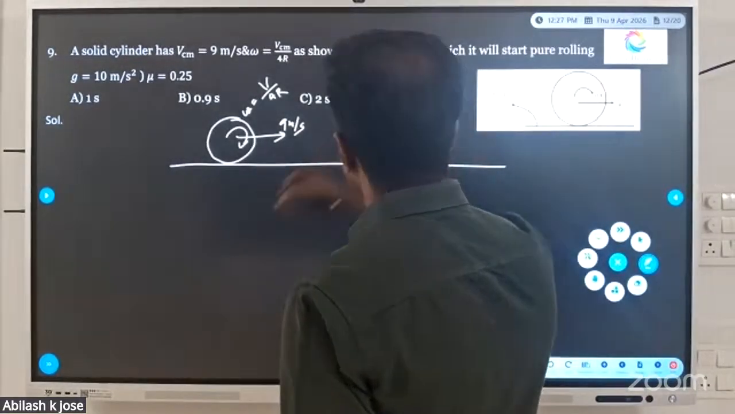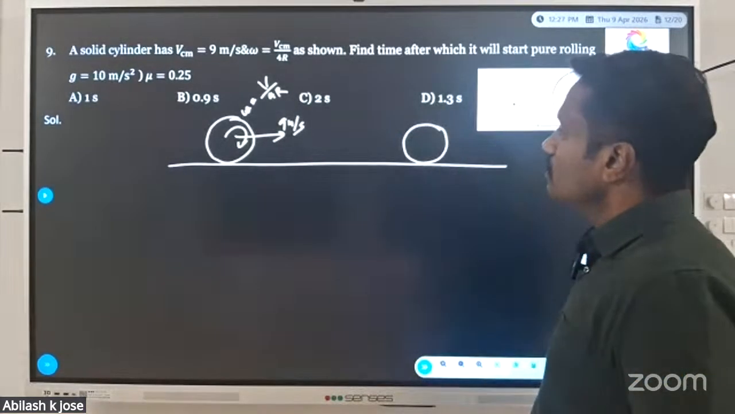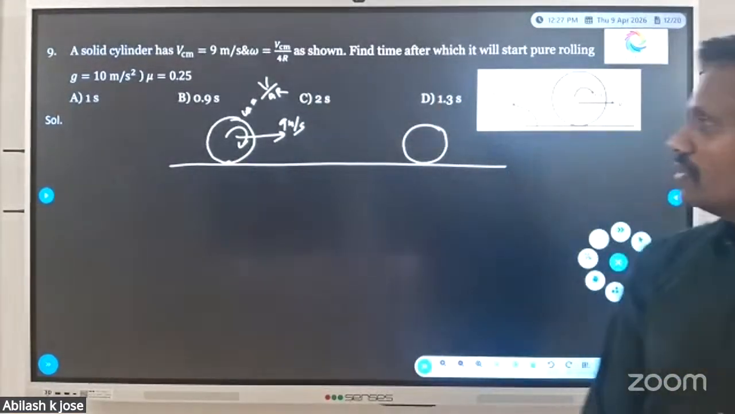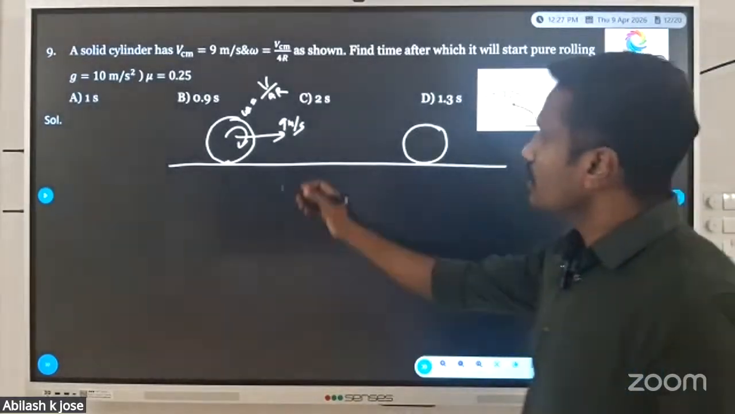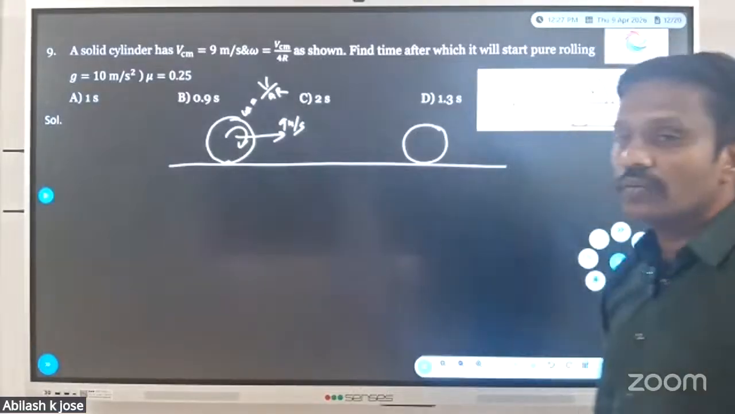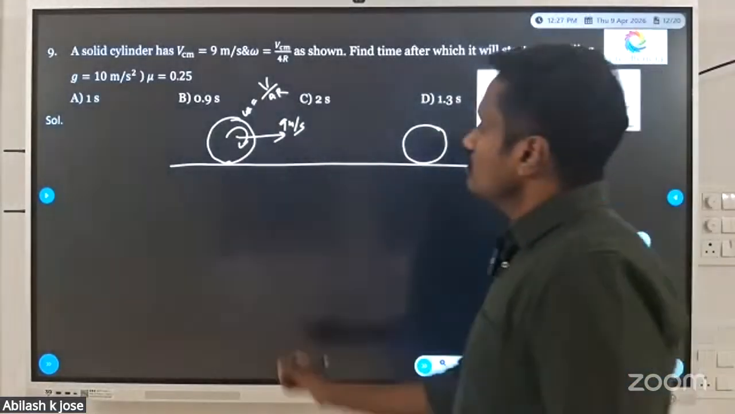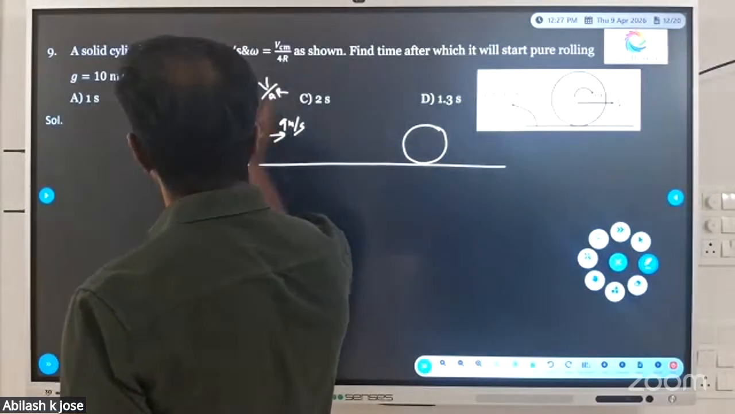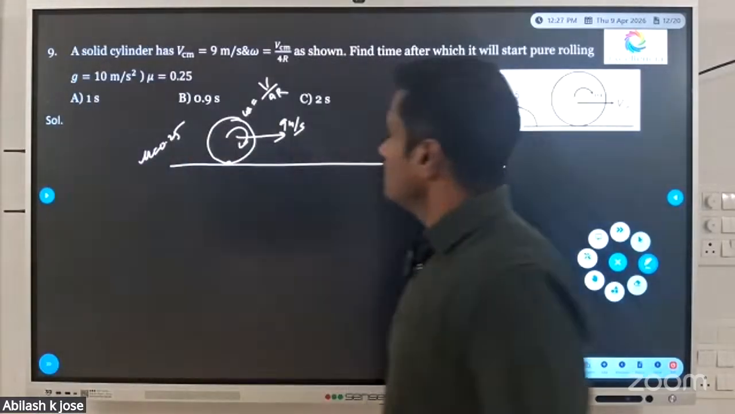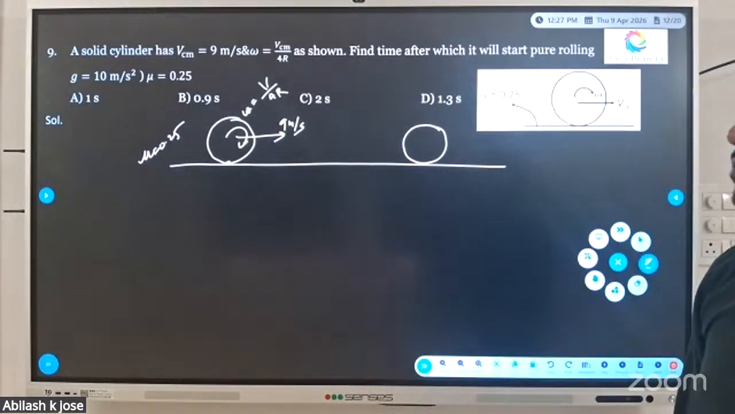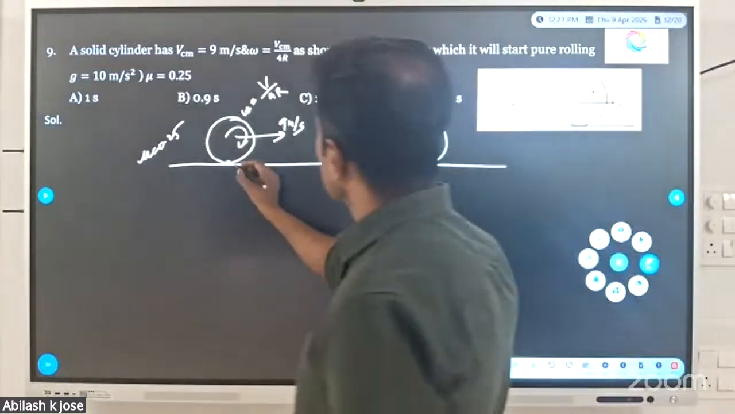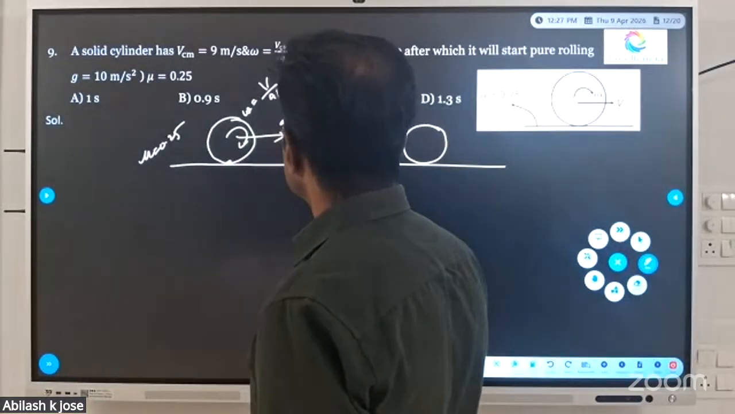So it is not pure rolling. The reason is, for pure rolling the velocity of the contact point should be 0, and that is possible only if v of center of mass is equal to R omega, but here v is not equal to R omega. So it's not pure rolling. There is a coefficient of friction given, 0.25. Which direction does the friction act? In the backward direction, so for pure rolling this point should be at rest.